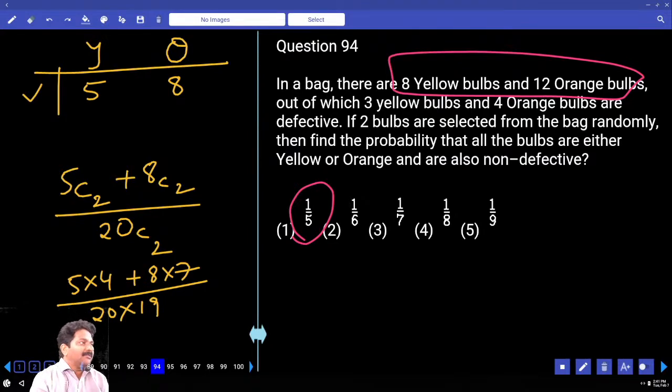I did not calculate the value, but still I am saying the answer is 1 by 5. The only reason is, in the denominator I see 20, which is a 5 multiple. In the numerator, the first number ends with 0, 5 into 4, but the second number does not end with 0. That means in the numerator you do not have a 5 multiple, but the denominator is a 5 multiple. So in the final answer also your denominator must be a 5 multiple. Like that, there is only one option.